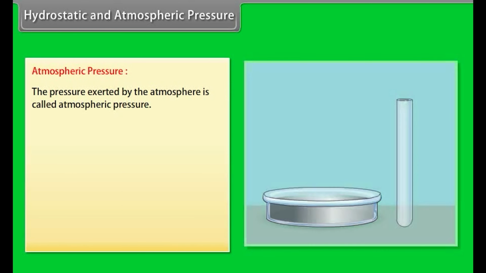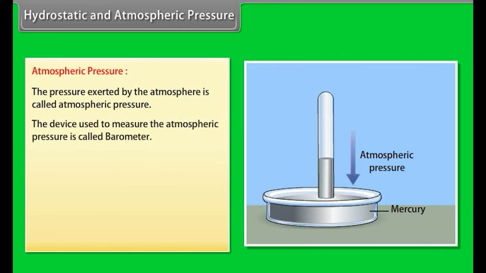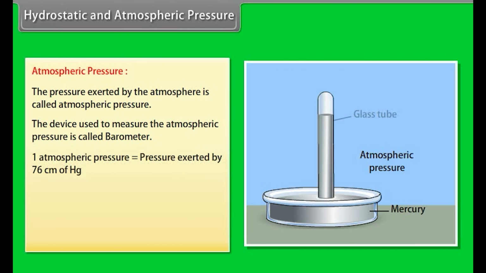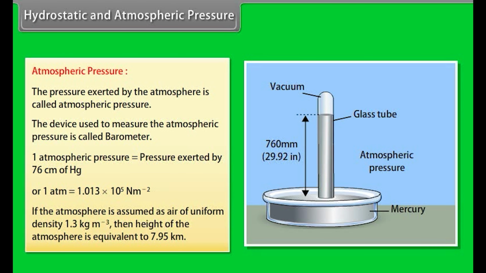Atmospheric pressure. The pressure exerted by the atmosphere is called atmospheric pressure. The device used to measure atmospheric pressure is called a barometer. 1 atmosphere is equal to the pressure exerted by 76 centimeters of mercury, or 1 atm = 1.013 × 10^5 newton per square meter. If the atmosphere is assumed to be air of uniform density 1.3 kilogram per cubic meter, then the height of the atmosphere is equivalent to 7.95 kilometers.